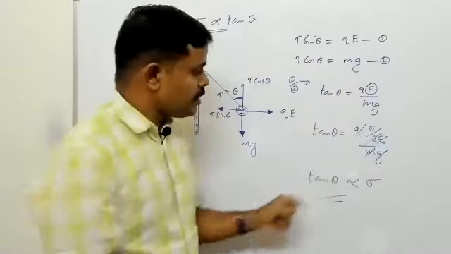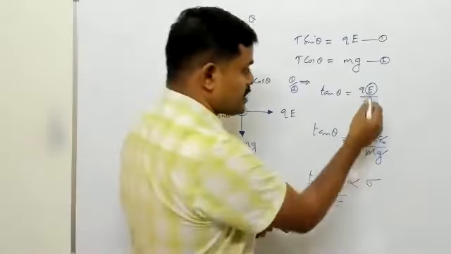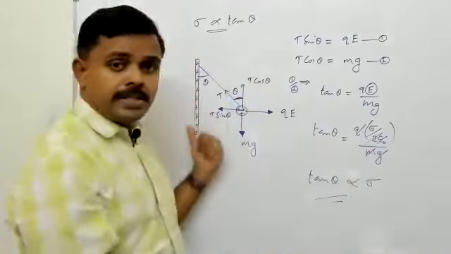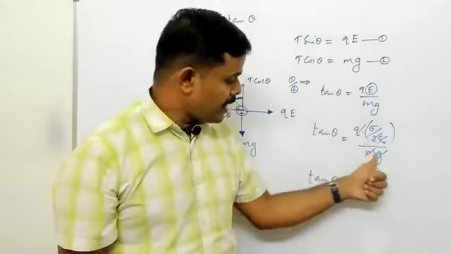That is tan theta equal to Q into, what is E? Electric field due to a thin sheet. This is a thin sheet, no? We wrote it earlier, that is sigma by 2 epsilon 0, by mg.